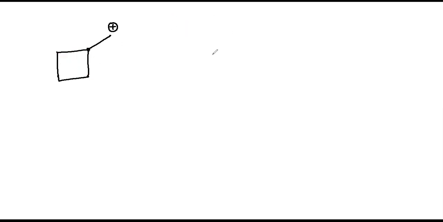If we are having this, what happens? Either this carbon moves here or this carbon moves here. Remember? In a similar manner, the very same thing will happen here as well. Either this will start forming a bond with this carbocation, or this one will start forming.